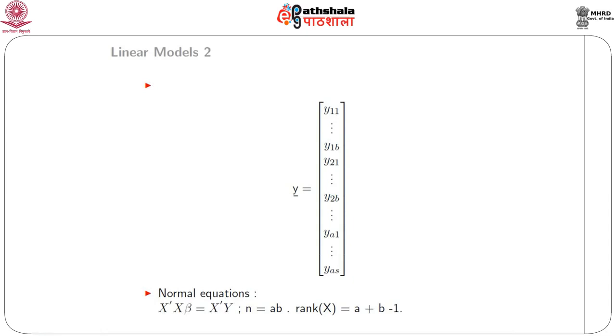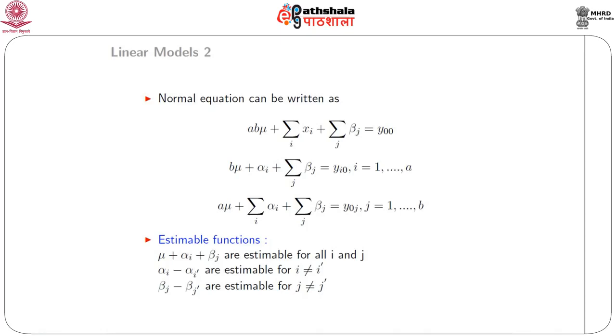Rank of x is a plus b minus 1. In case you are wondering how we got a plus b minus 1, I will just remind you that there are a plus b minus a, that is the rank of x. Now, normal equations can be written in a matrix notation which looks very neat, or if you want to make it look messier and more confusing, you can write them out using scalar notation, where you are not using any matrix, but explicitly writing the sums.